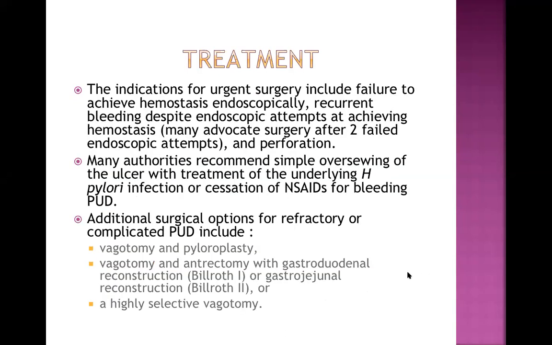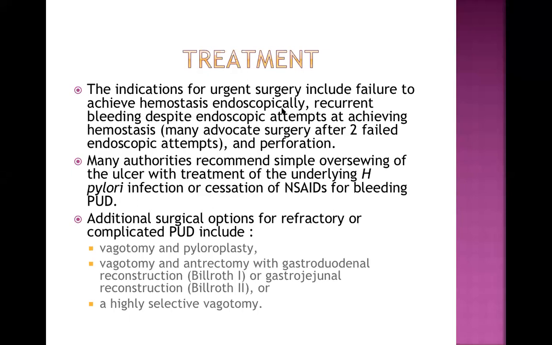Now we have done medical therapy or medical management. Now if these patients are not responding to medical therapy or medical therapy has failed, what else? What surgical treatment are we going to do? Let's talk about it. The indications for urgent surgery in case of peptic ulcer disease include failure to achieve hemostasis endoscopically. If that patient was bleeding from the peptic ulcer and you have tried to stop it with the help of endoscopy, and if that endoscopy also fails, we need to go for open surgery.